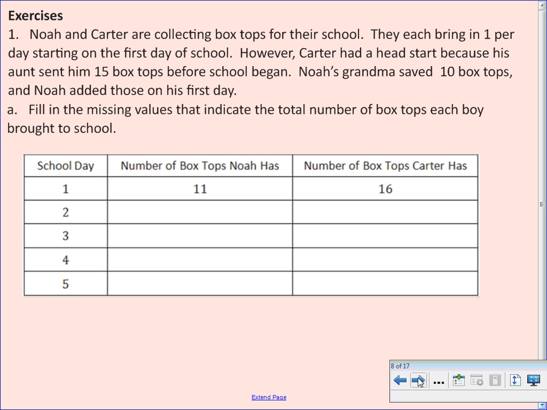So, because Noah had 10 from his grandmama, he started with 11. And because Carter had an additional 15 from his aunt, he started with 16. So let's fill in the table. So on day 2, he had 12, 13, 14, 15, because he always brought in 1 more box top. So we could fill in the table since we know that he keeps bringing in 1 more.